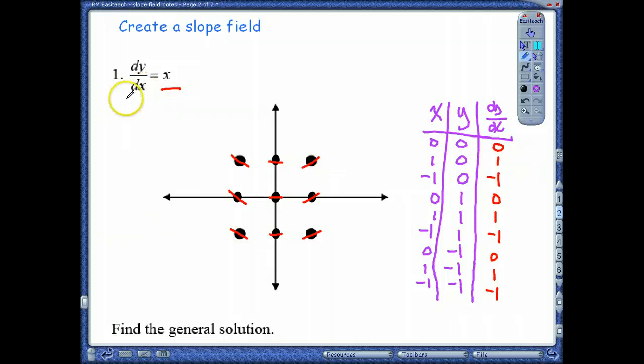we would separate and integrate. Okay, so we separate our variables, we integrate. Well, the integral of dy is just y. The integral of x would be x squared over 2 plus c. So you can see that this differential equation represents this actual general equation. Notice, because we have the plus c, that's what causes us to not know the exact equation.